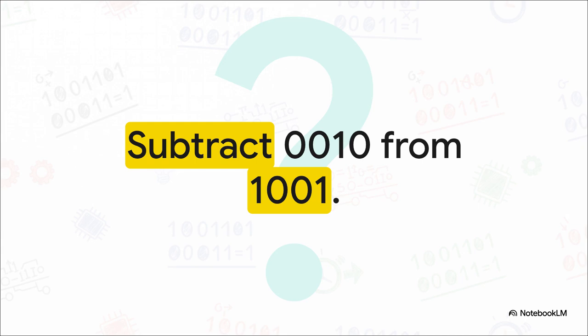Ready for round 2? This one is going to test your chained borrowing logic. Subtract binary 0010, which is decimal 2, from binary 1001, which is decimal 9. You're going to have to borrow across those zeros. Pause here and go for it.